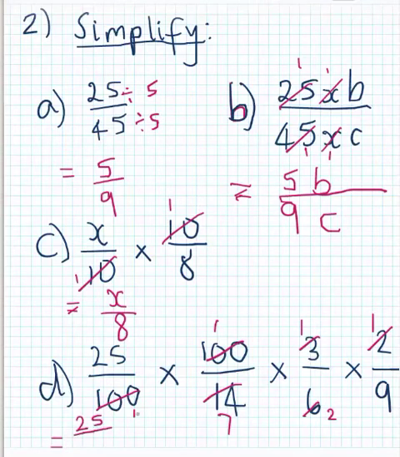over 1 times 7 is 7, 7 times 2 is 14, and 14 times 9 is 126. Just double check that. Yeah, 126. And that's our answer. Just double check 25 and 126. We can't simplify that any further. So that's our answer. Okay, so we'll move on to the next question.